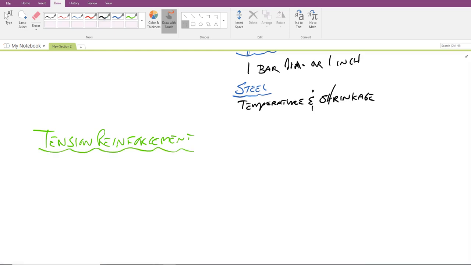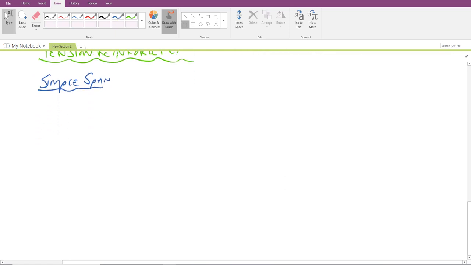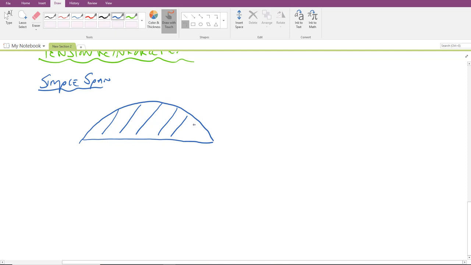Remember earlier I said that we have to consider the full moment diagram. So I'm going to draw a standard moment diagram right here for a simple span. This would be a simply supported beam. This is the moment diagram since we're dealing with bending stress, we're dealing with the bending moment.